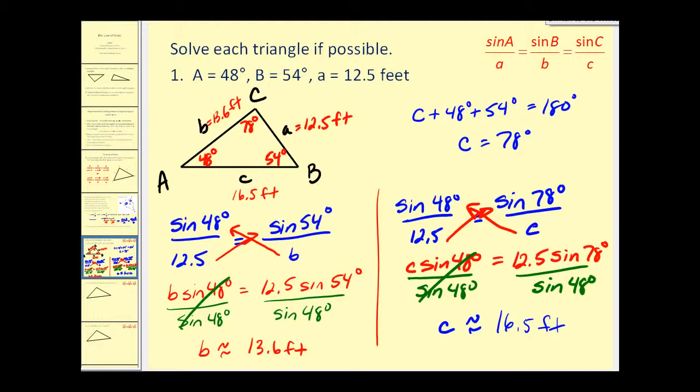Okay, so there are a couple more videos on the law of sines. One more that deals with the ambiguous case, and at least one other that will deal with solving application problems.